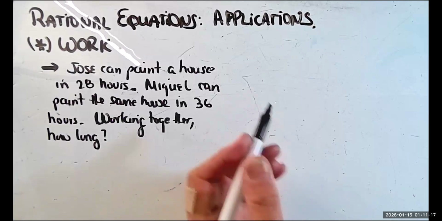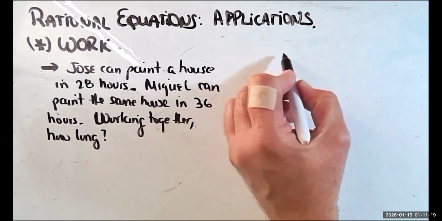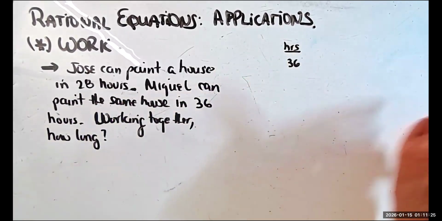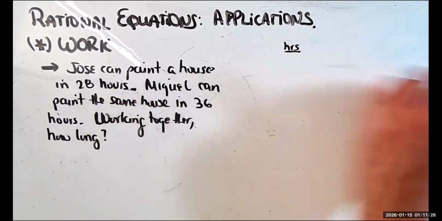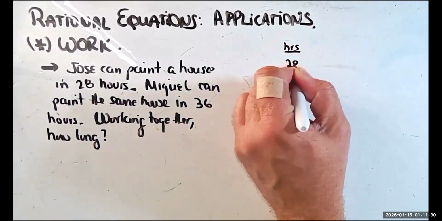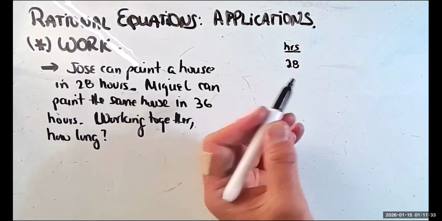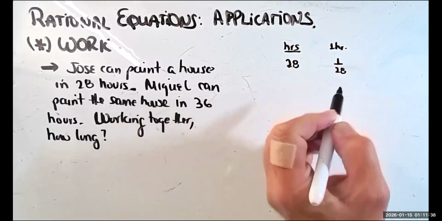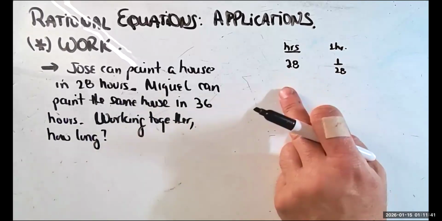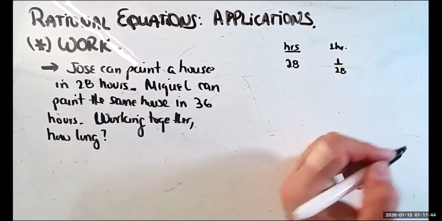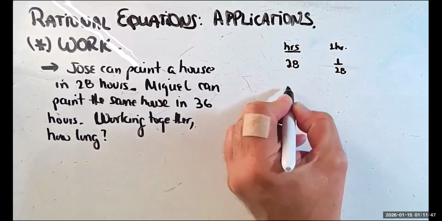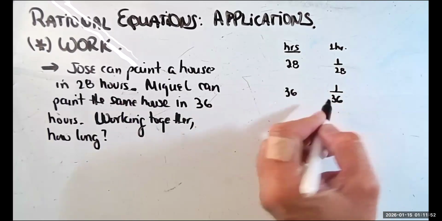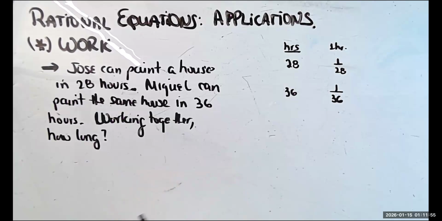Let's use common sense. If Jose can do it in 36 hours, I'm sorry, 28 hours, that means that in 1 hour, he can complete 1/28 of the work. 28 hours total, per hour, 1/28. Likewise, Miguel, 36, that means in 1 hour, he completes 1/36 of the house, of the work.